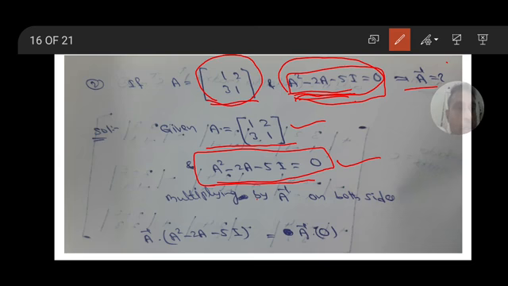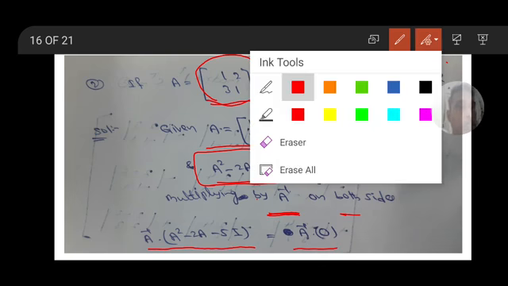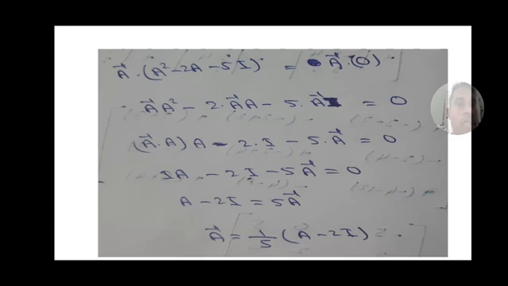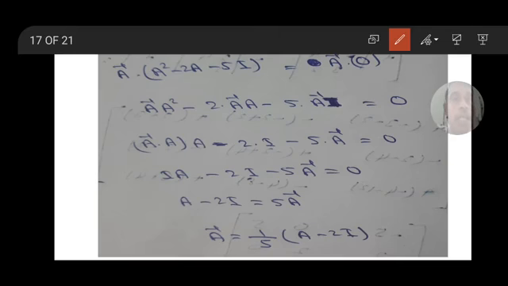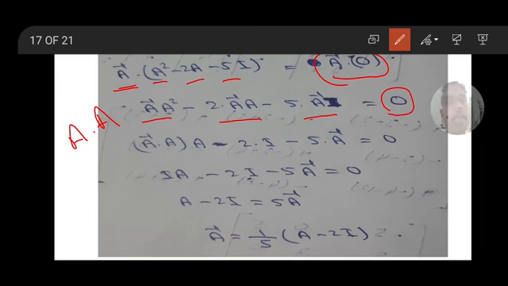So I am multiplying both sides by A inverse. A inverse into A square minus 2A minus 5I equals A inverse into the null matrix. We get A inverse into A square, minus 2 into A inverse into A, minus 5 into A inverse into I. A inverse into the null matrix means the null matrix. And A square can be written as A into A: one A is with A inverse, the other is as it is.